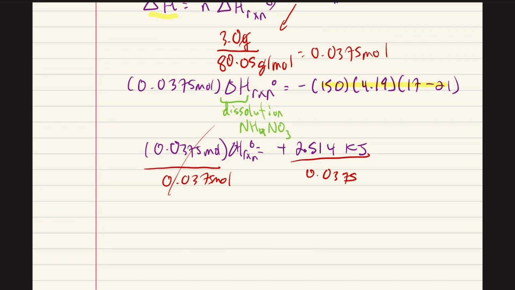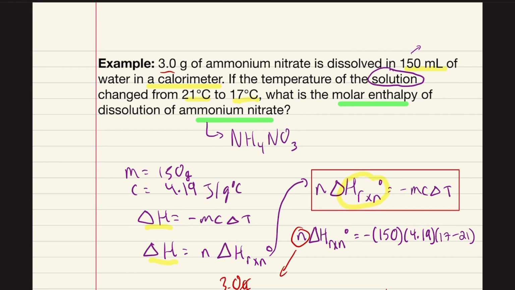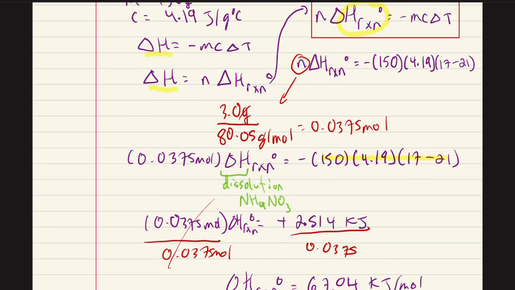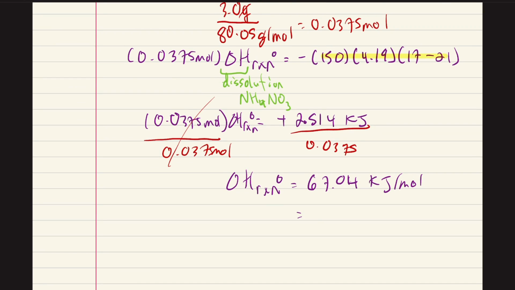We end up getting a value of 67. So I'm going to just put this in here. 67.04 kilojoules per mole. And if we're thinking significant digits, well, the lowest amount given is 2 significant digits. So we're just going to write, and it's going to be a positive 67 kilojoules per mole.